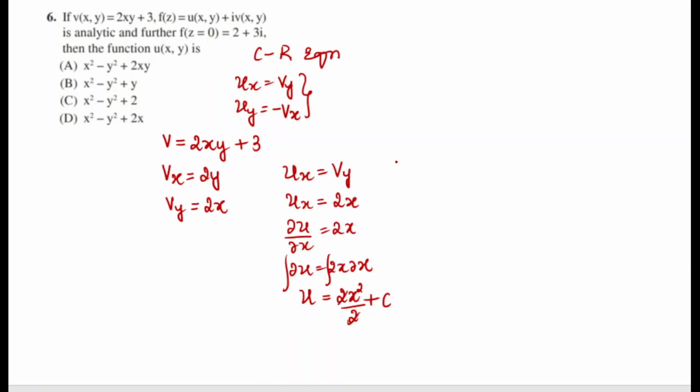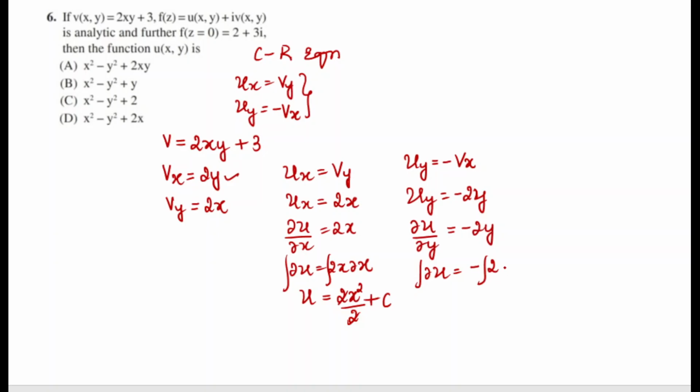Similarly, we will find out for the next term, uy equals minus vx, right? Instead of uy, can I write it as minus of 2y. Here it is minus of 2y. Now dou u by dou y equals minus 2y. On cross multiplying and integrating, integration of dou u equals minus integration of 2y into dou y. Now I'm getting u equals minus 2 times y square divided by 2 plus c.